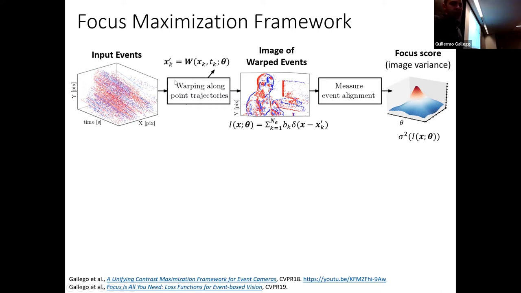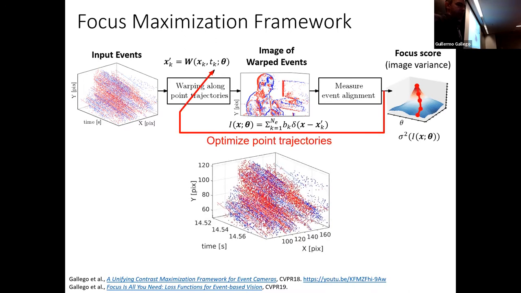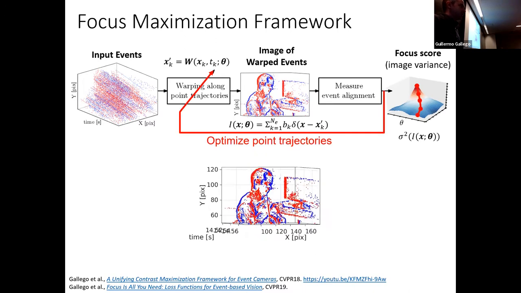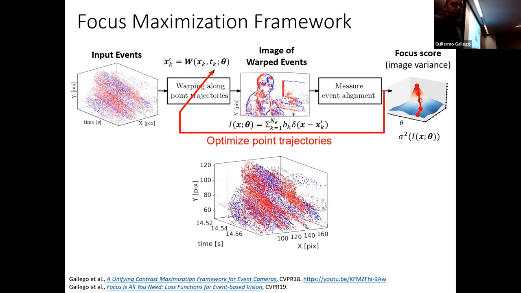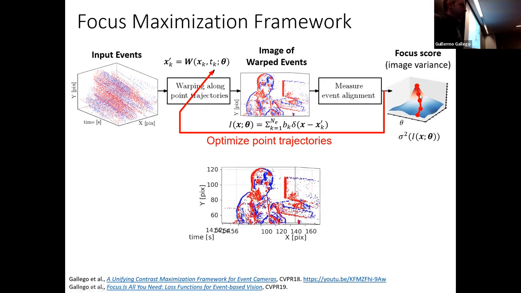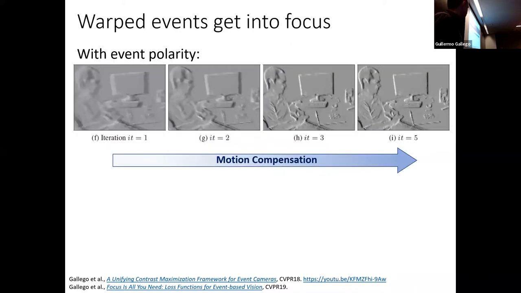This goodness of fit is measured by some metric such as the variance of the image of warped events. This is a metric of event alignment. It tells us how well the events align along those motion trajectories, and this is just the objective function. Then we need an algorithm such as steepest ascent or conjugate gradient that will take us to the top of the objective function. So this is the basic idea.